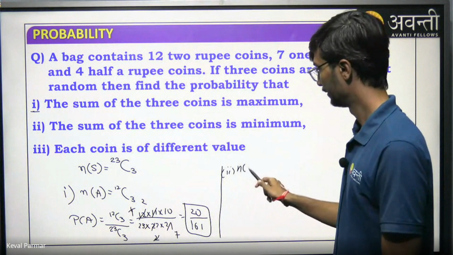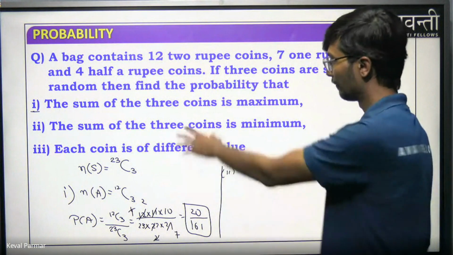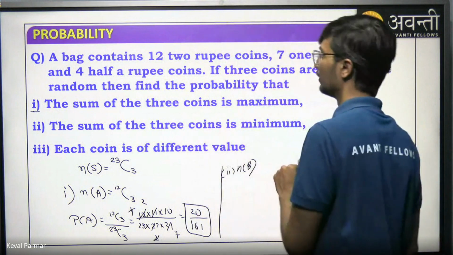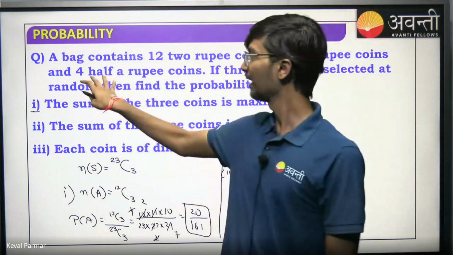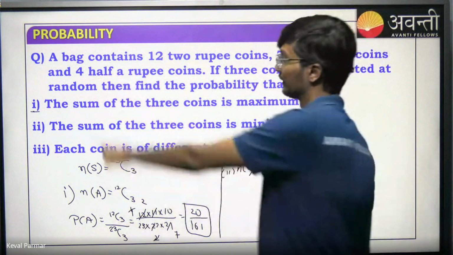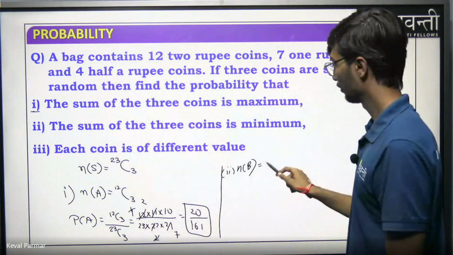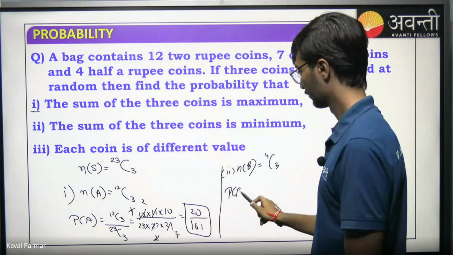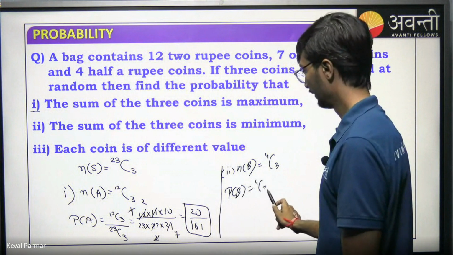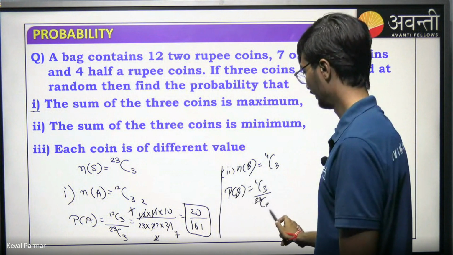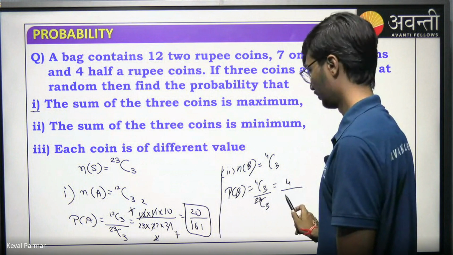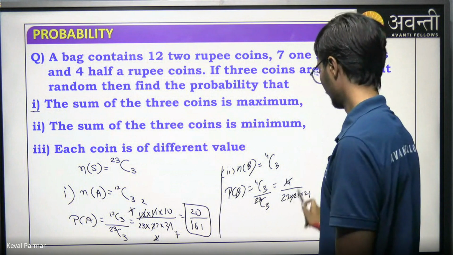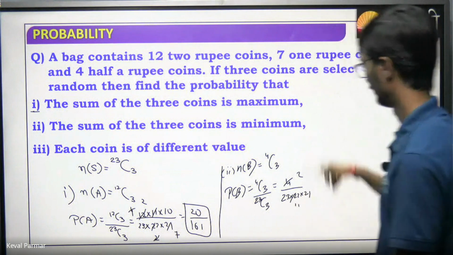Let's say it is event B. The sum of 3 coins is minimum. Now it's very simple. The sum of 3 coins will be minimum, what does that mean? That the 3 coins selected are from the half rupee coins. So there are 4 half rupee coins, and out of that we need 3. So 4c3. So P of B will be 4c3 upon 23c3, which is basically 4 upon 23 into 22 into 21. So I can cancel out this. Calculate it. Okay.